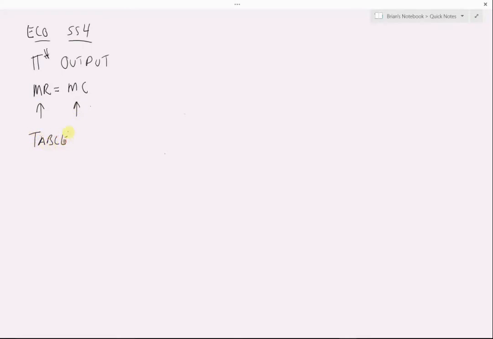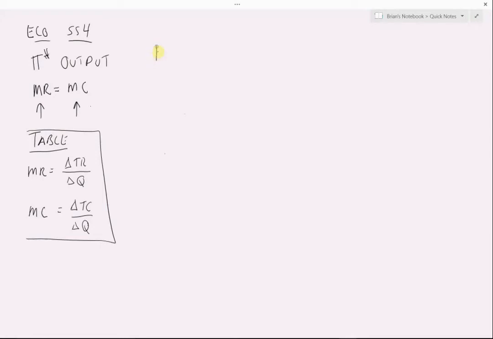And if we're given a table, then that's nice and easy. We could find marginal revenue equal to the change in total revenue over the change in output. And for marginal cost, this would be the change in the total cost over the change in output. So that's nice and easy if they give us a table. Well, what we're going to handle here is, what if they give us equations and we have to calculate the first derivative of these equations? So let's just get an example.